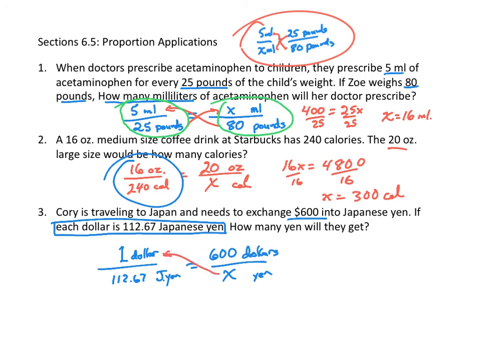So like, yay, 1x. There's not going to be much dividing on this one. And 112.67 times 600. I got 67,602. 67,602 Japanese yen.